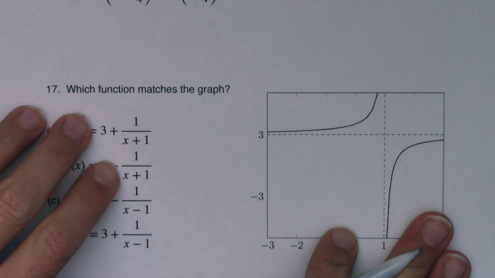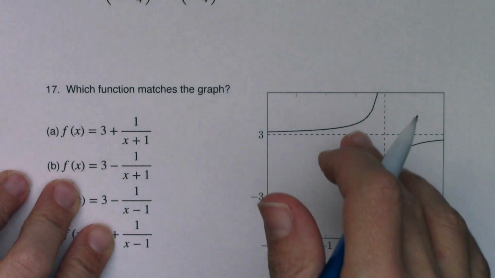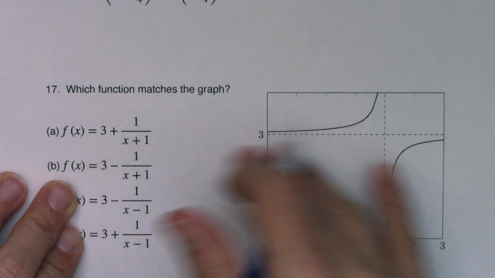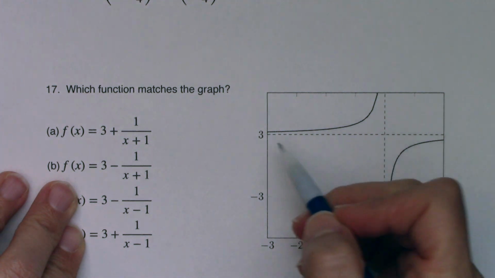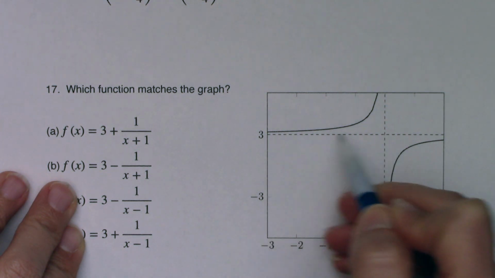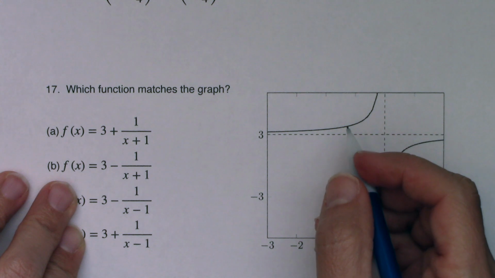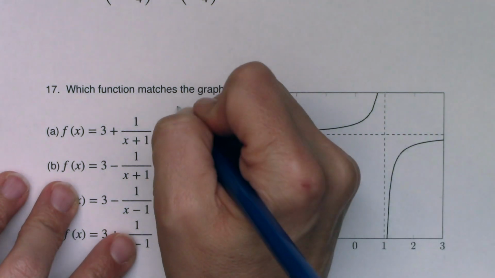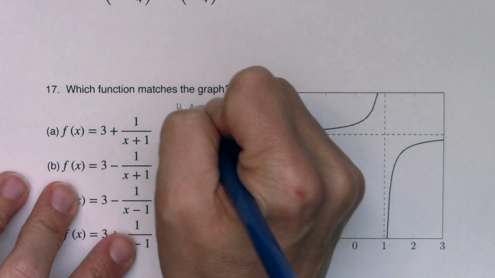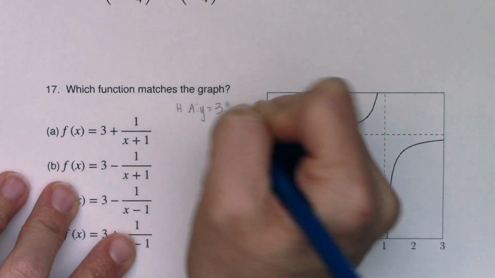Folks, let's see if we can't figure out which equation goes with this graph. All right, so things I note, I can see I have a horizontal asymptote at y equals 3. So I'm gonna just take note of that. I have a horizontal asymptote at y equaling 3.